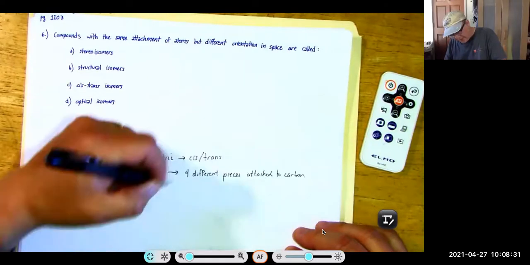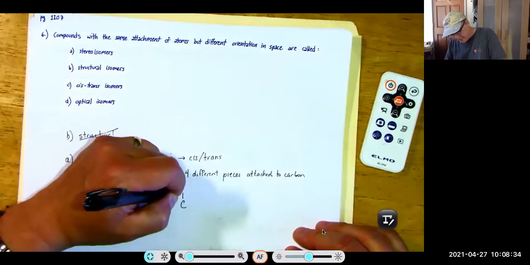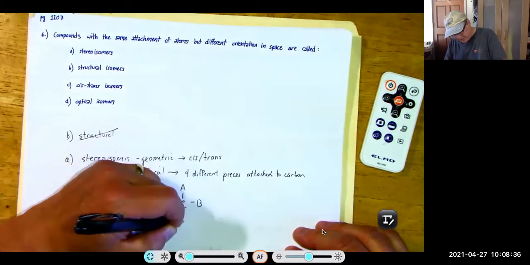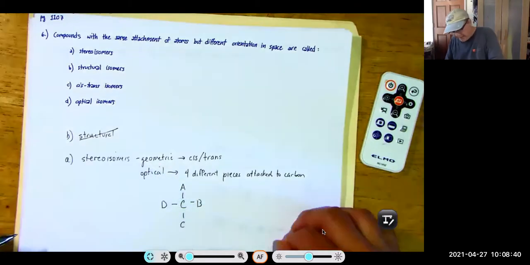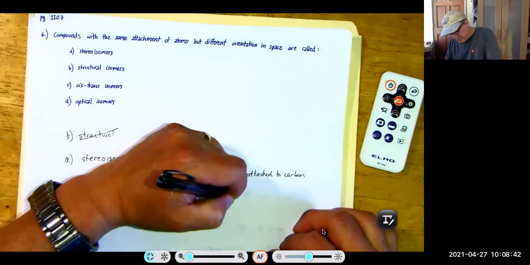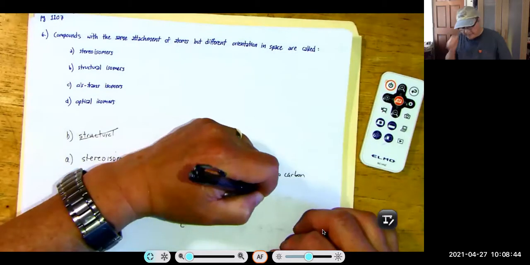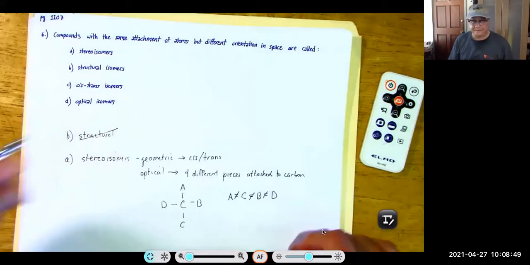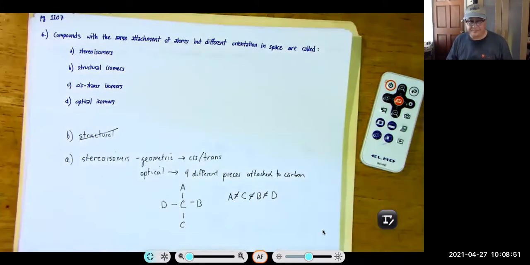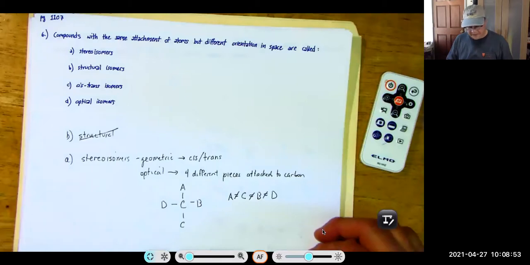So when you have a carbon like this with an A attached, a B attached, a C attached, and a D attached, where A does not equal C, does not equal B, does not equal D. Whoops, not equal. Okay.